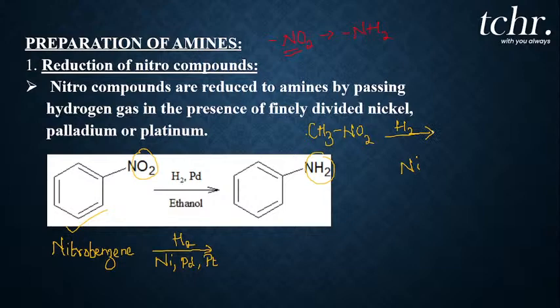CH3 on reduction gives NH2. NO2, when reduced, you will convert to an NH2 group, correct? Here, what I want to tell you all is, not only the addition of hydrogen, that is, hydrogenation, but what other reducing agents can we use? Which are the reducing agents? Yes, stannous chloride in the presence of an acid medium like HCl.